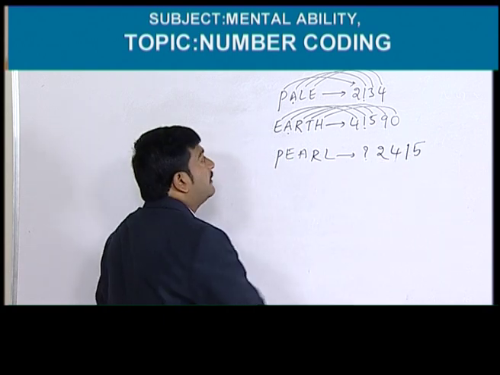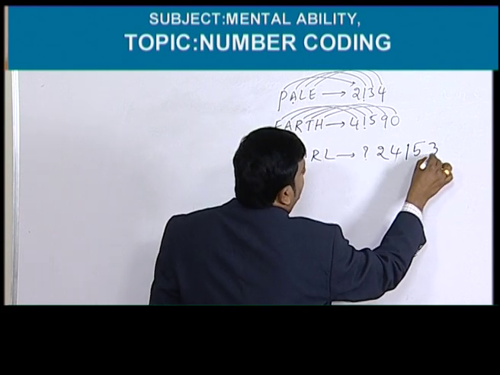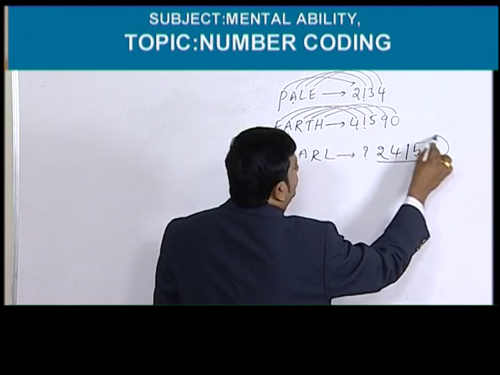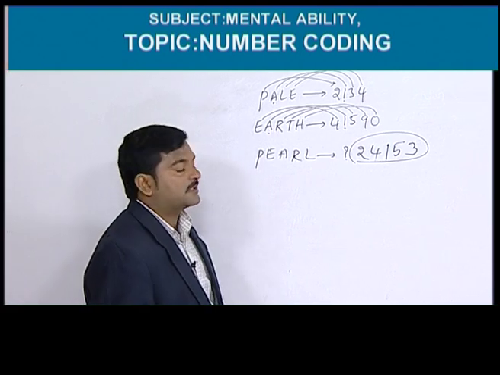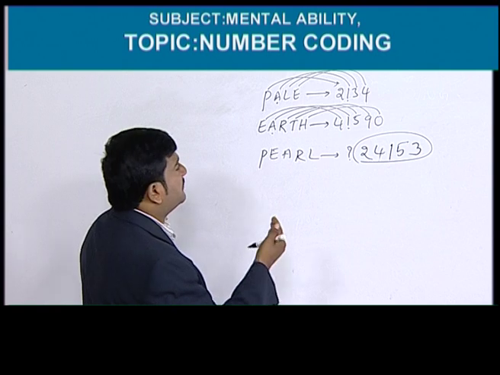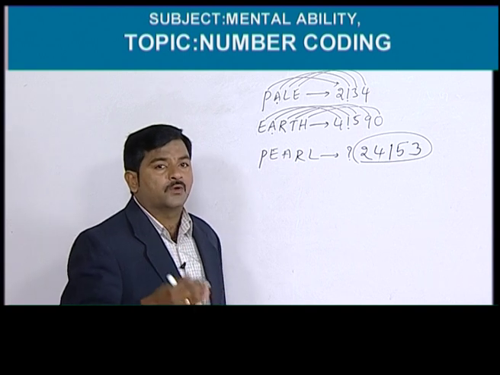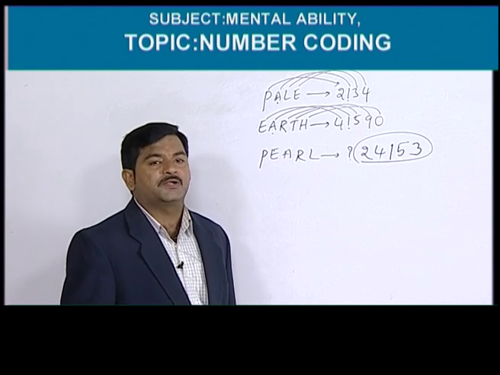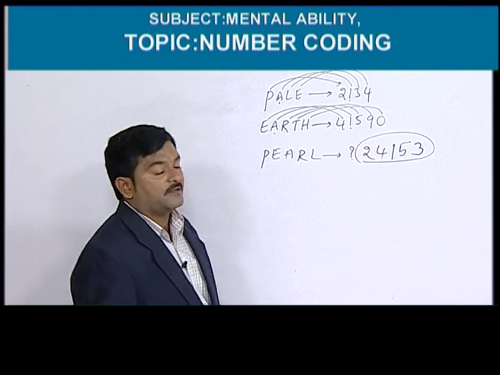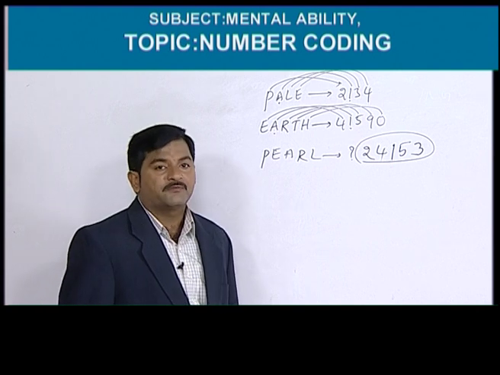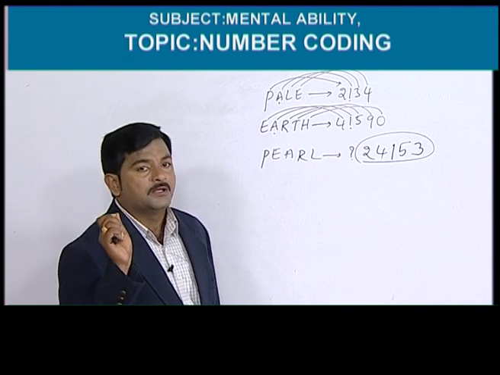Similarly, we can take L. L is available in the first word. L is the third letter there, and the code for that L is 3. Hence, the code for the given word PEARL is 24153. This kind of coding is called direct coding. There is no other concept in it. P is 2, A is 1, L is 3, E is 4 and so on. By using the concept of direct coding, the answer for the given word PEARL is 24153. Remember, this is the example for direct coding. I hope you understood this one.